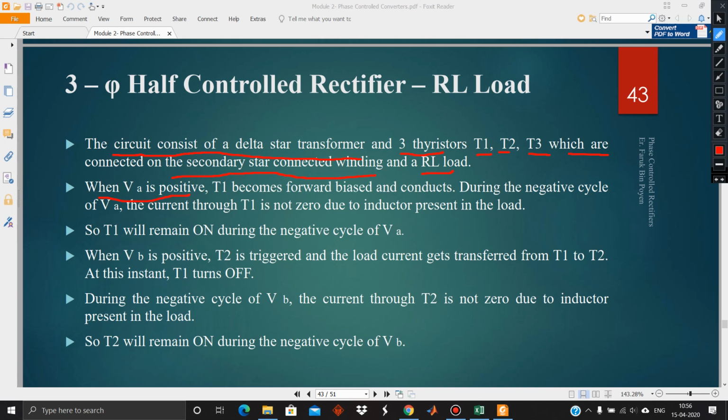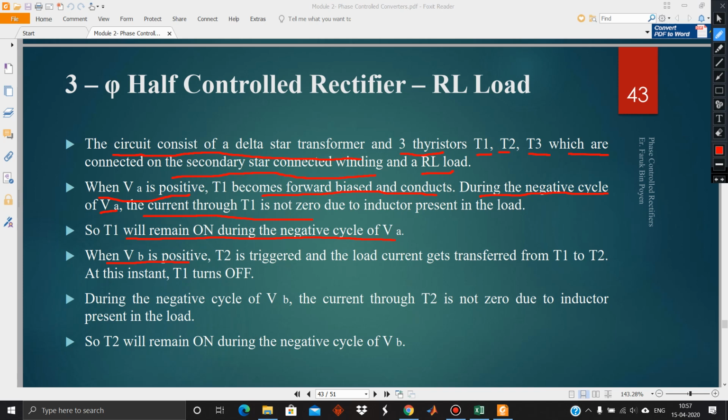When VA is positive, T1 becomes forward biased and it conducts. During the negative cycle of VA, the current through T1 is not zero. That means you can try to tally this with single phase rectifier with RL load. So what happens when the positive half cycle becomes zero? The current through T1 is not zero due to the inductor presence, because some energy was stored in the inductor in the positive half cycle, which appears at the output in the negative half cycle for some time. So T1 will remain on during the negative cycle of VA.